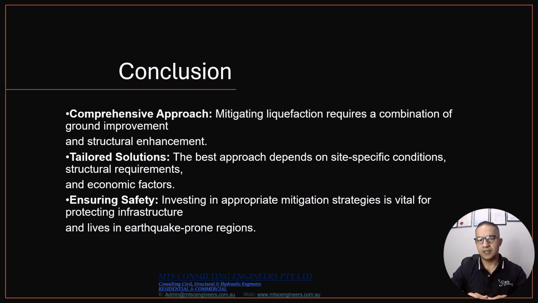Ultimately, ensuring safety is paramount. Investing in appropriate mitigation strategies is vital for protecting both infrastructure and lives, especially in earthquake-prone regions.